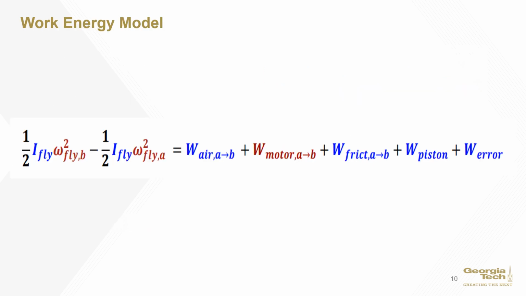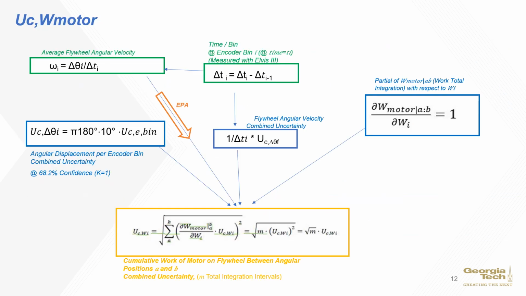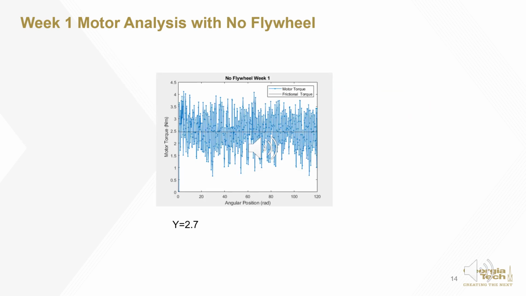So this is our work energy model, and here's our force transducer calibration and uncertainty. This was part of our week 1 analysis with the motor. This graph represents the no flywheel motor analysis. Comparing this graph to the flywheel cases, there is more variability in the motor torque. Note that the frictional torque matches the medium setting of the flywheel case. This is expected as the motor setting was turned to medium.